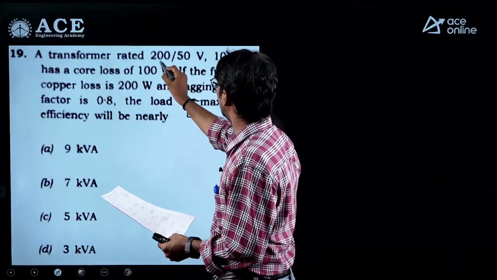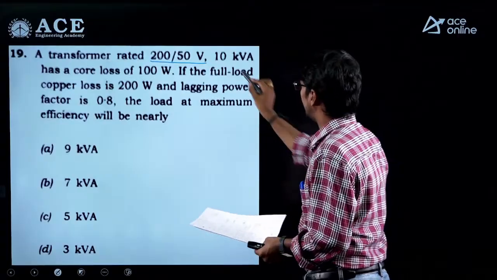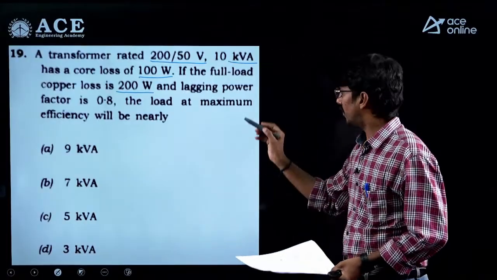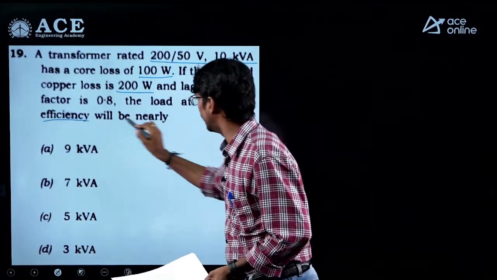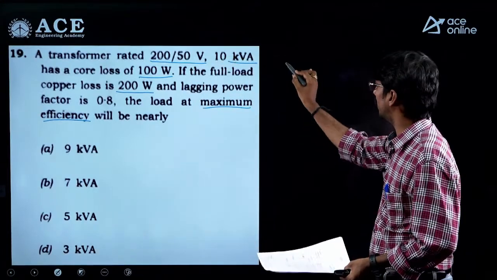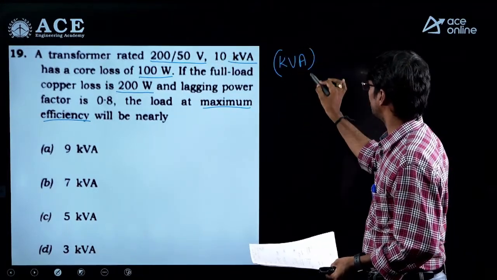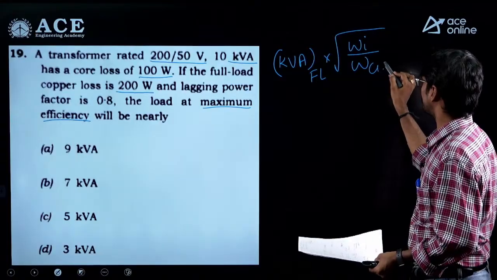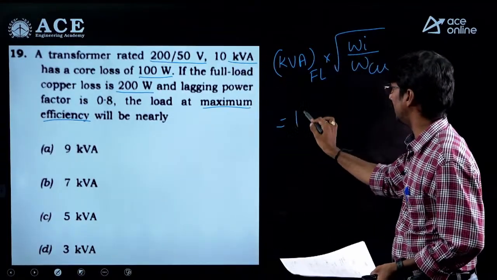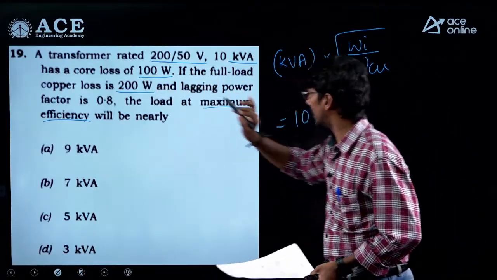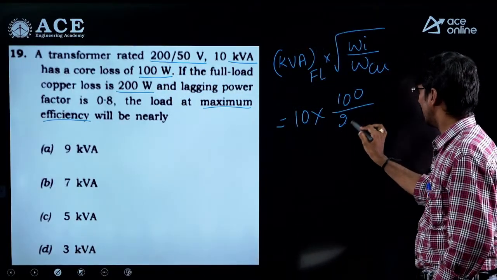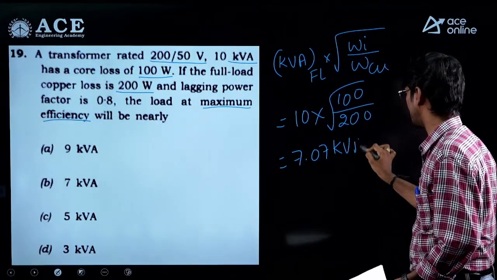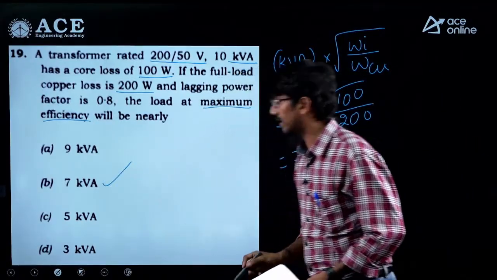A transformer rated 200 by 50 volt, 10 kVA, the core loss is 100 watts and copper loss is 200 watts. What is he asking? Maximum efficiency related kVA he is asking. We know the direct formula, that is kVA full load into root of iron loss by copper loss. What is the full load kVA? 10 kVA into, what is iron loss? 100, copper loss is 200. So therefore 100 by 200, you will be getting 7.07 kVA. So the answer is given as 7 kVA, which is the correct answer.